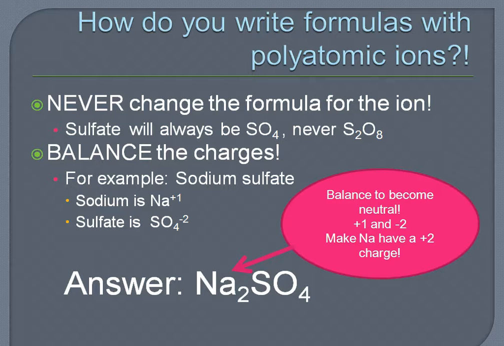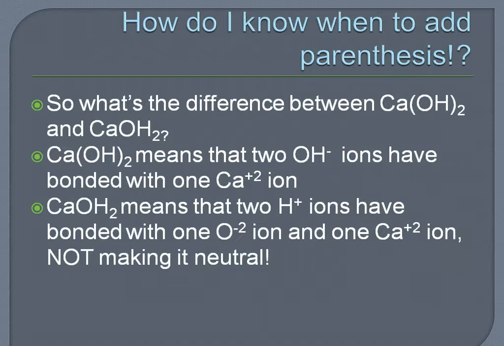For example, sodium sulfate. Sodium is Na+1, whereas sulfate is SO4 -2. To balance the charges to become neutral, we have to make Na have a +2 charge, which would yield an answer of Na2SO4 being balanced.